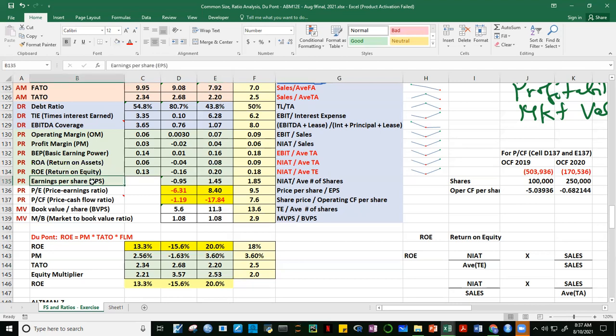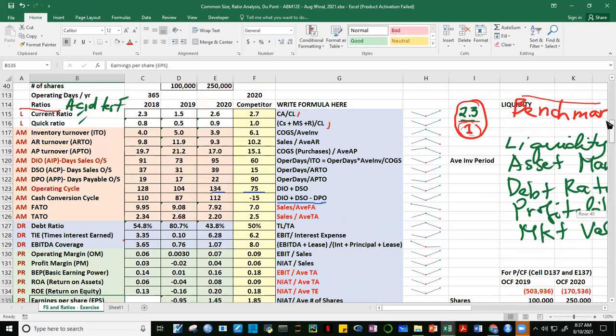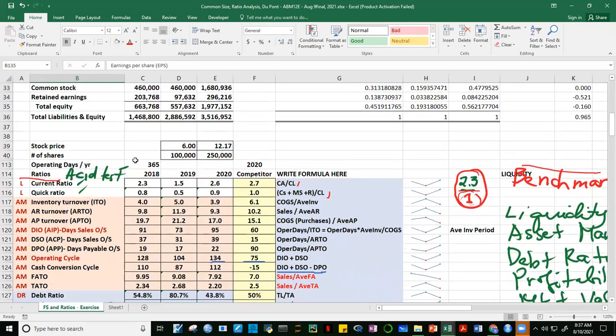Okay, let's go to EPS, earnings per share. Okay, ano naman yung earnings per share, guys? As the name suggests, earnings, which is net income after tax, divided by average number of shares. So hindi natin pwede makuha yung sa 2018 kasi wala tayong shares noong 2018. Okay, so hindi natin pwede i-average to.